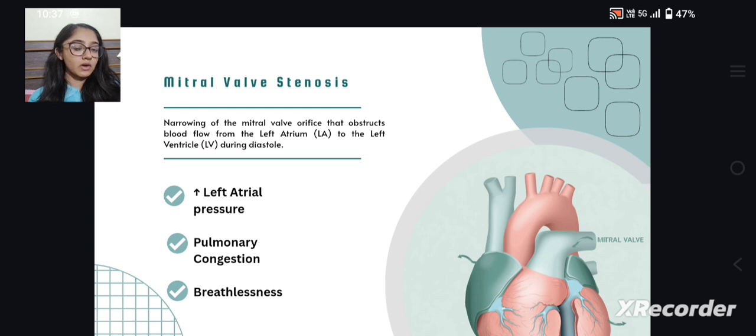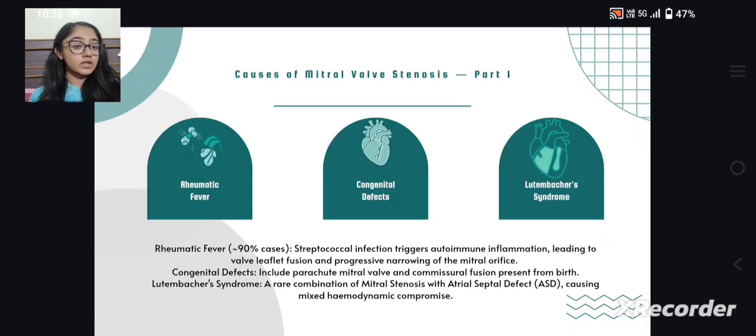So, how will it happen? Left atrial pressure will rise first, then pulmonary congestion will happen, and the patient will feel breathlessness and chest pain. What are the causes of it? Mainly they are rheumatic fever, congenital defects, and Lutembacher syndrome.